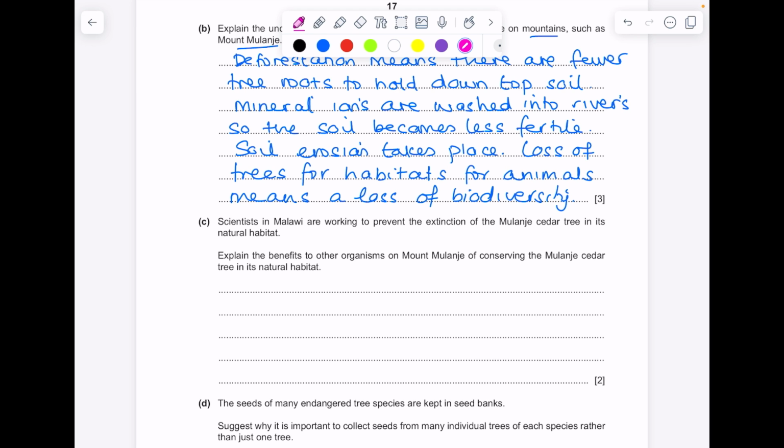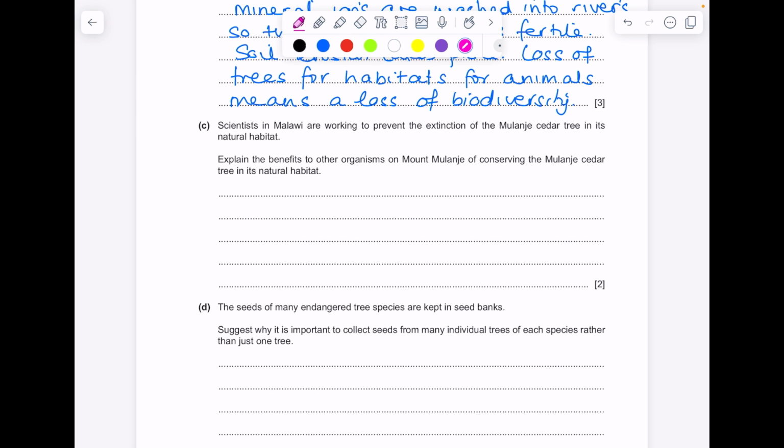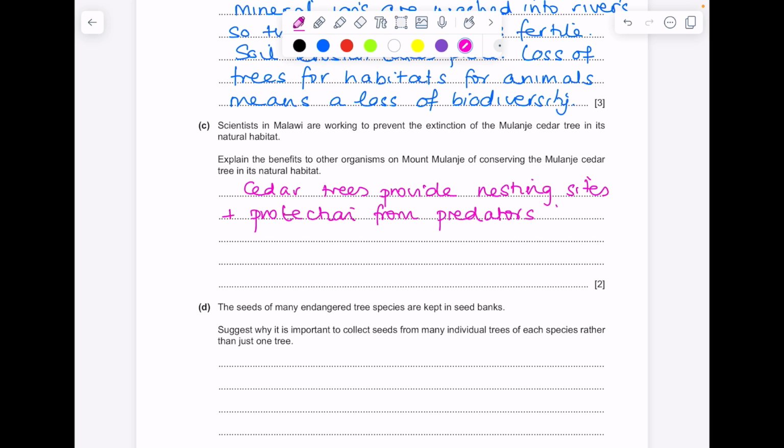You could talk about the fact that any leaf litter produced by the cedar tree is used by decomposers or provides food for fungi such as mushrooms. 2 marks. I'm going to say cedar trees provide nesting sites and protection from predators for birds.